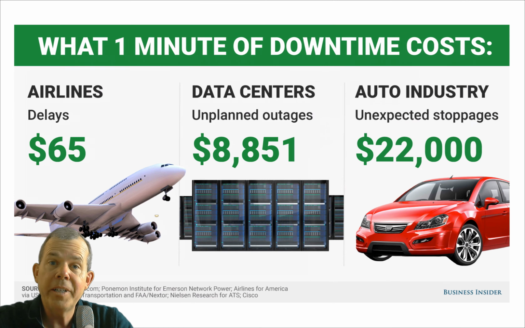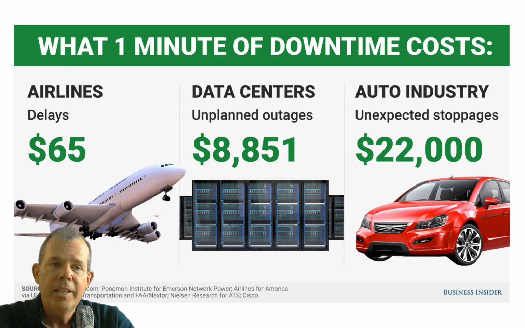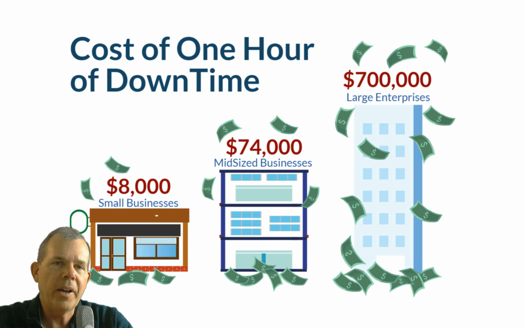Look at these startling statistics about downtime. If an airline has a delay, it is about $65 every minute for that plane not to leave. If a data center has an unplanned outage, that's $8,000 a minute. If you have a factory doing car production, we're in the thousands of dollars per minute. So your IT systems might be an annoyance to you as a computer person, but they are hugely expensive for a business. Let's expand this and generalize it to the cost of one hour of downtime.